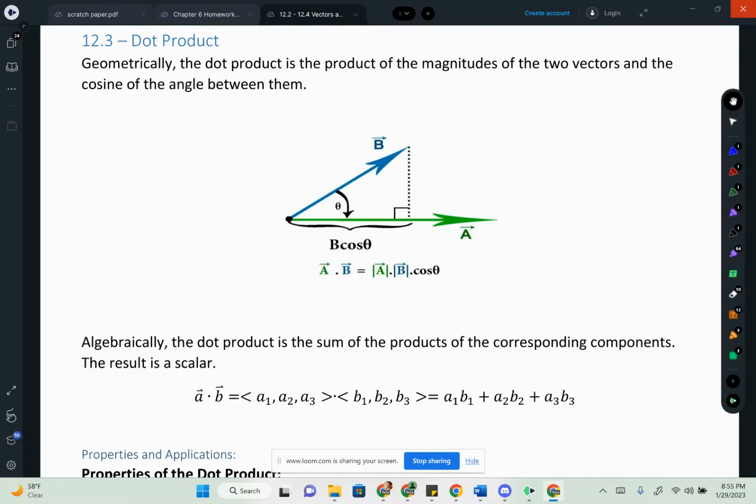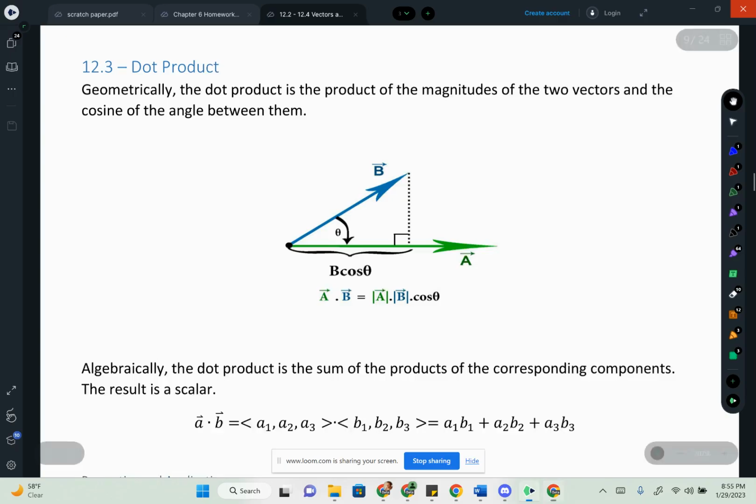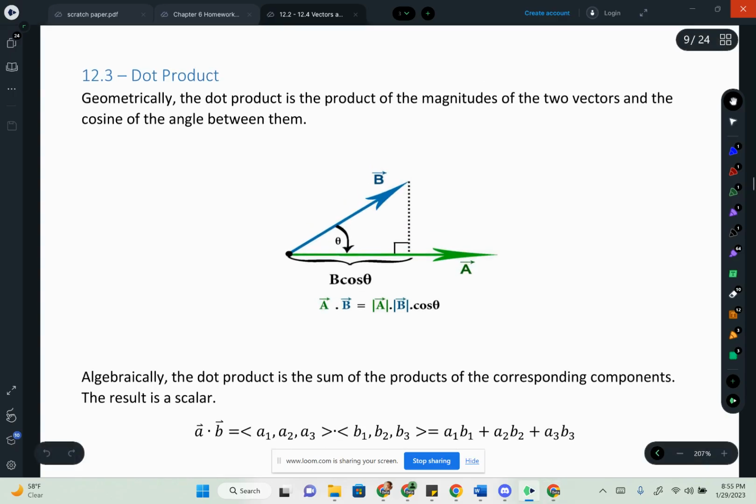Hello everybody. Just want to make a video on 12.3 where we're learning about the second multiplication for vectors. It's called the dot product. So this is our second multiplication that we're learning.